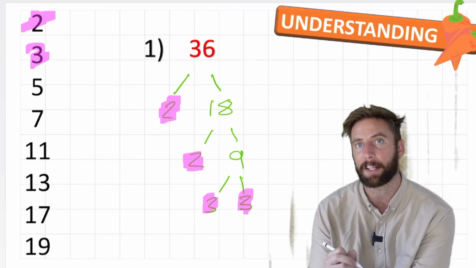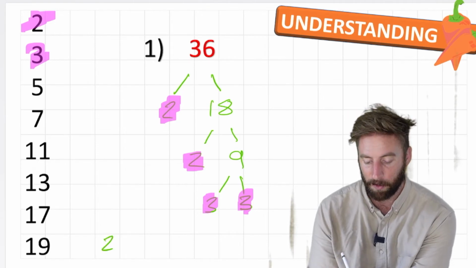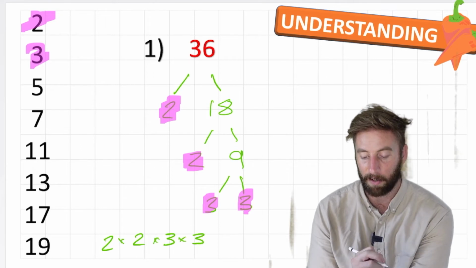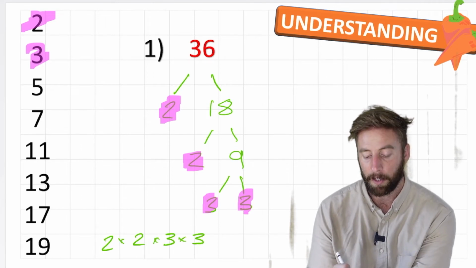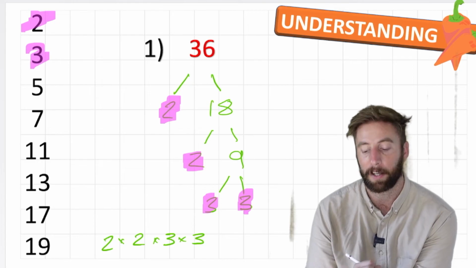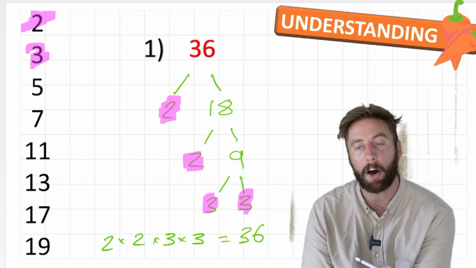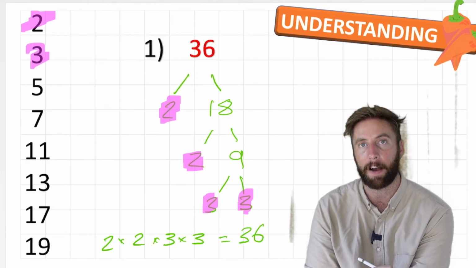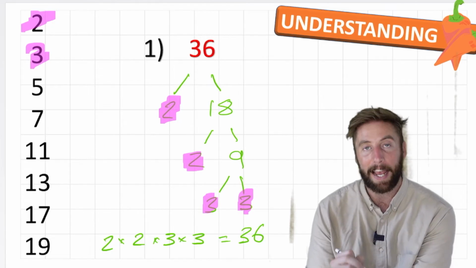So what are the prime factors of 36? We have 2, 2, 3, and 3. Let's check. 2 times 2 is 4, times 3 is 12, 12 times 3 is 36. Okay, a little bit harder because we had a little bit longer to do in our factor tree, but still not too challenging. Okay, let's have a look at one more.